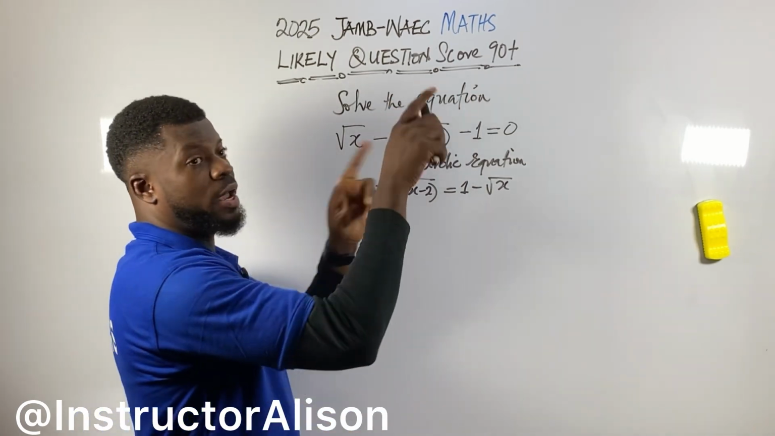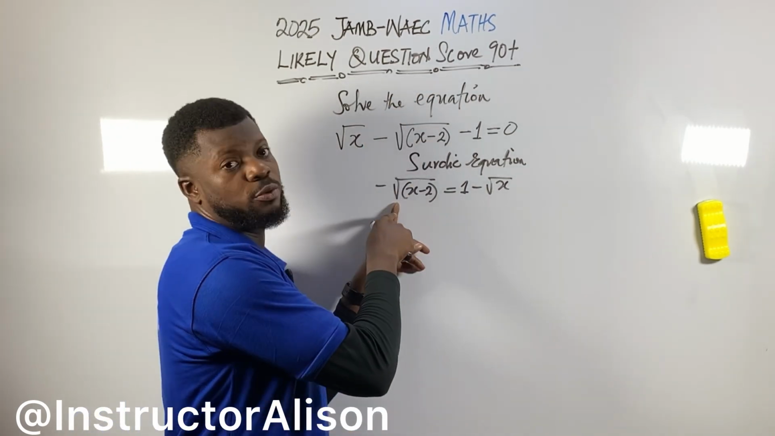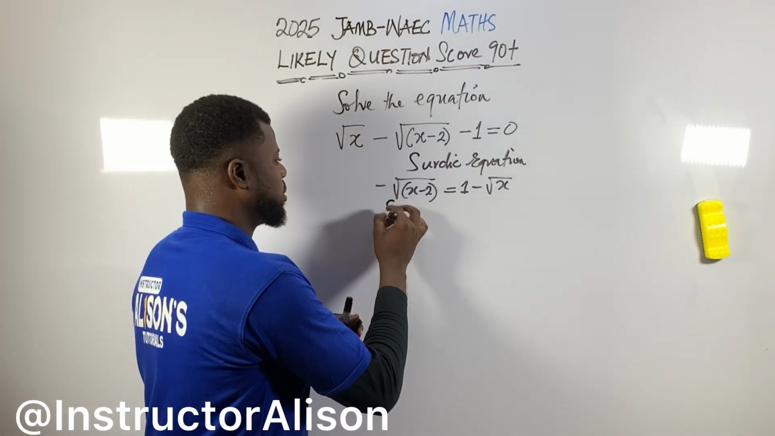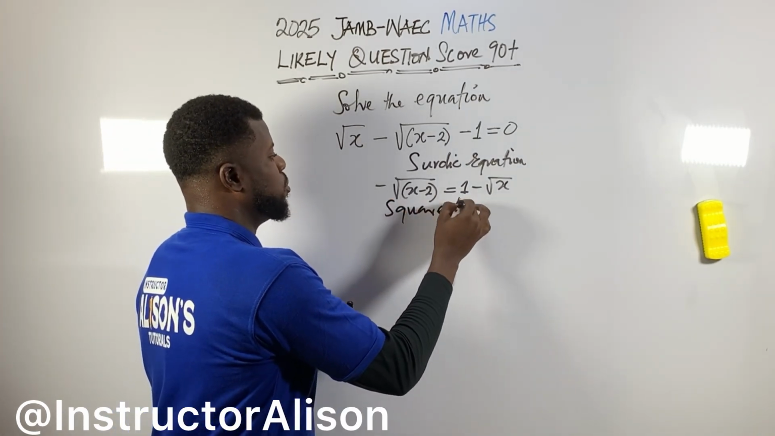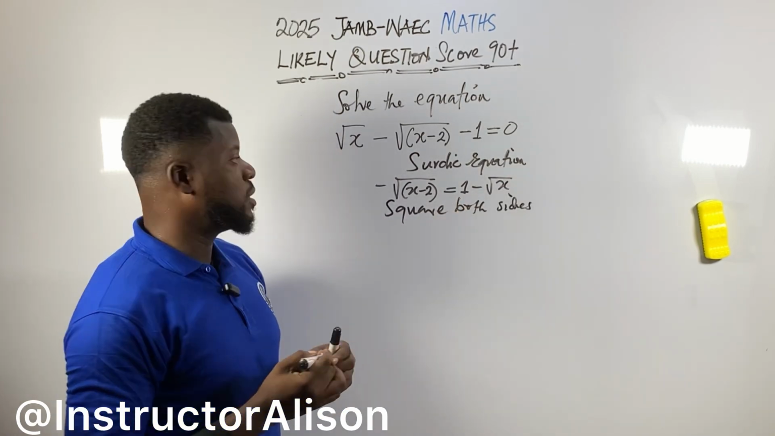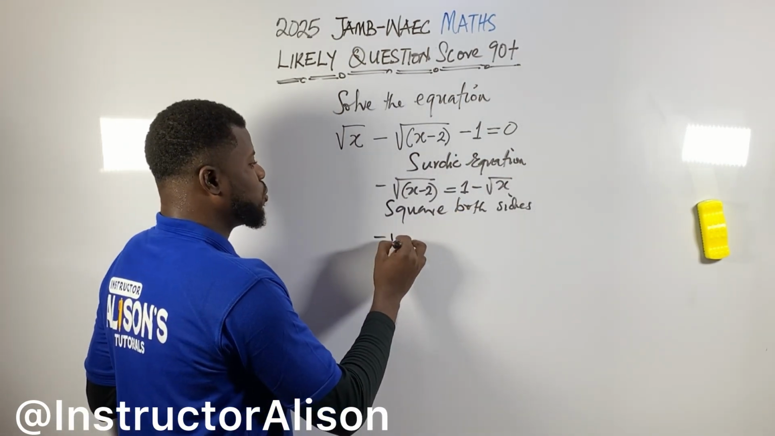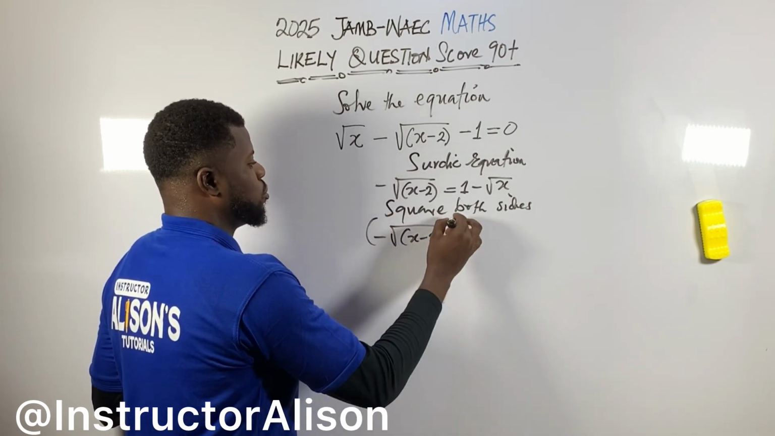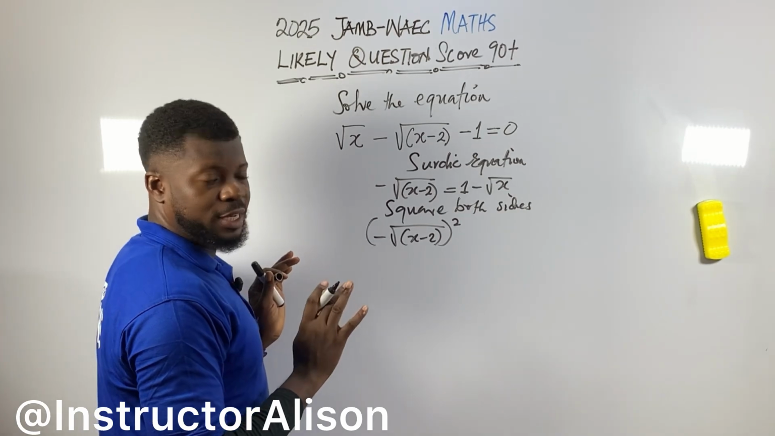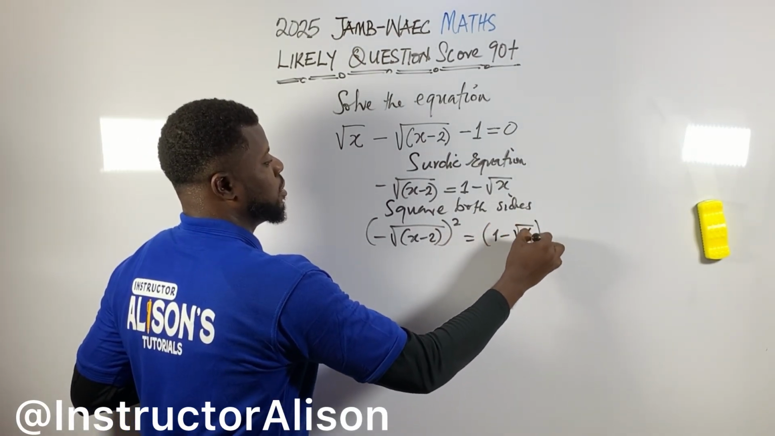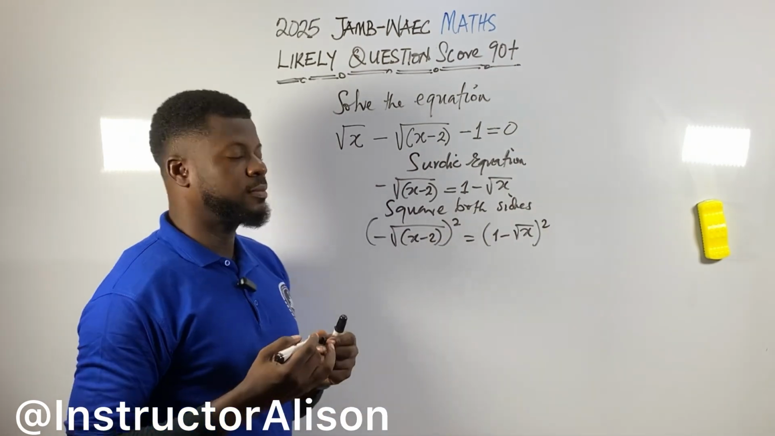Let me take the square, because squaring always removes the square root. We just say square both sides. So if I square both sides, we have minus square root of x minus 2, all squared, equal to 1 minus root x, all squared.